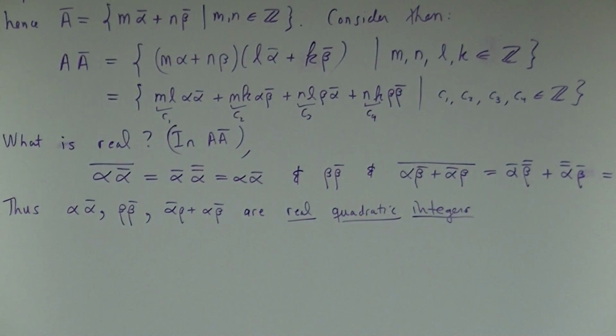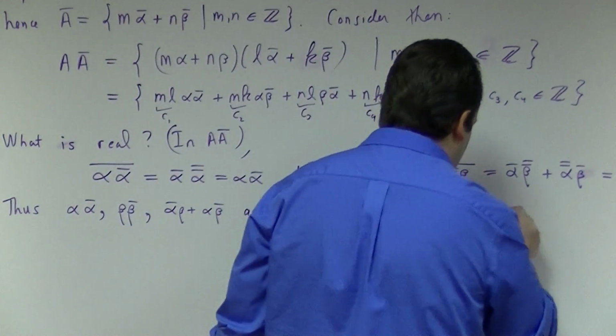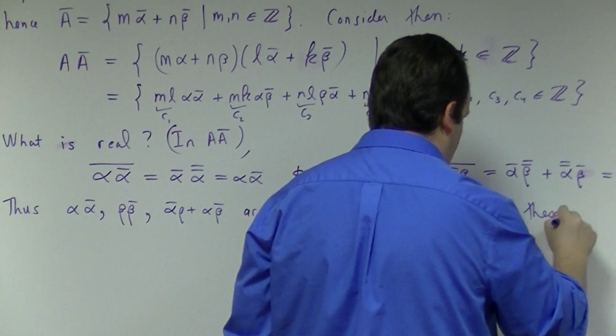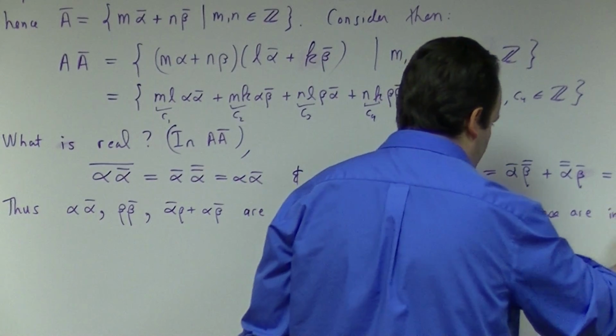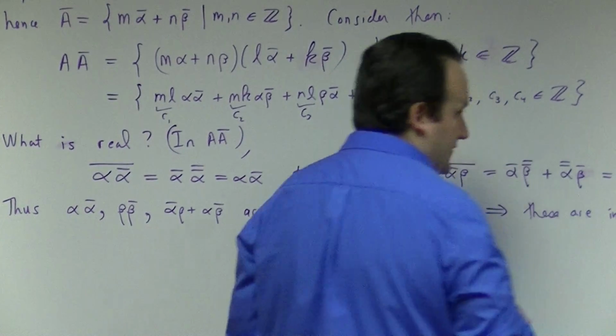But do you remember what we proved back in section 10.4? Well, actually, I'm not entirely sure it was 10.4, but we did talk about this before. We proved that if the quadratic integer was real, it was actually just an ordinary integer. So in fact, I can say not just that these are real quadratic integers, but that these are just plain old garden variety integers.